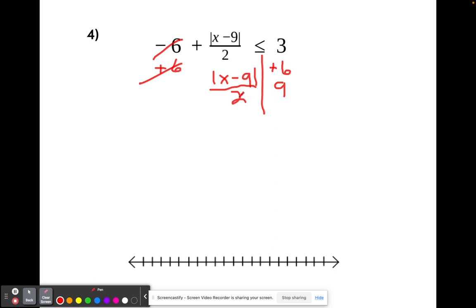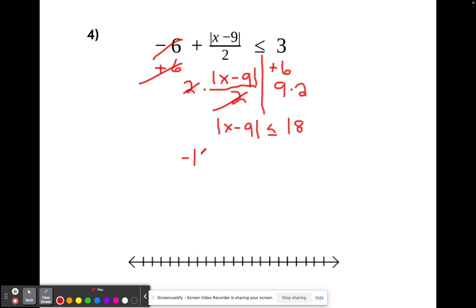Now I'm going to get rid of the 2 by multiplying both sides by 2. This cancels out. And I end up with the absolute value of x minus 9 is less than or equal to 18. Now I'm going to make my compound inequality. Since it's an and, I'm only doing one.